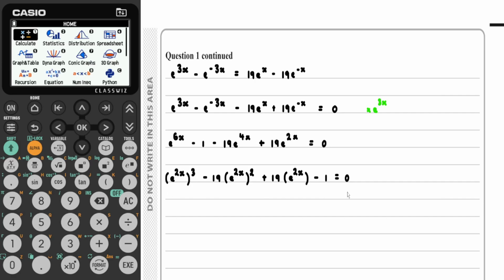The way we can solve this is to let y equal e to the 2x. So we have y cubed, subtract 19y squared, plus 19y, subtract 1, equals 0. We now have to solve this cubic.